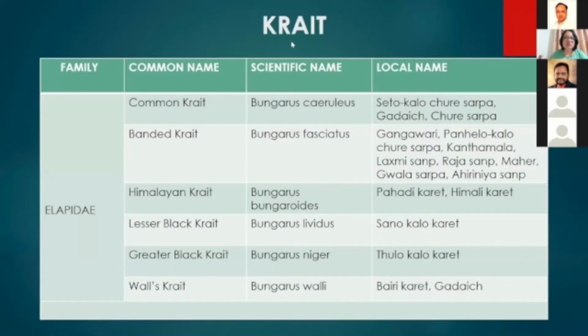Coming on to the kraits, I've just listed the common names of the kraits that are mostly present in our country especially. The scientific names are also given in the table over here. The local names are all in Nepali. A common krait is known as seto kalo churasarpa. Seto kalo means a black and white snake, or sarpa. A banded krait is known as pahelo kalo churasarpa. Pahelo means yellow and kalo is black, so black and yellow snake. These are some of the local names that we in our country are familiar with.